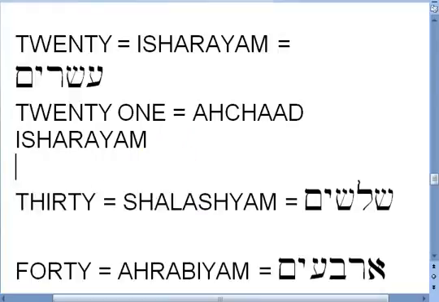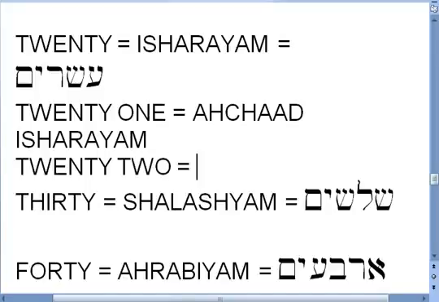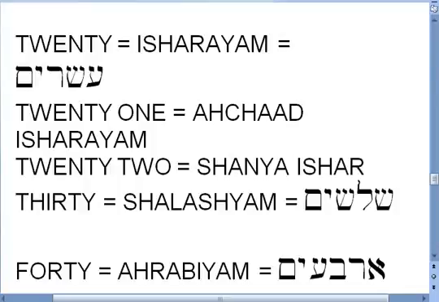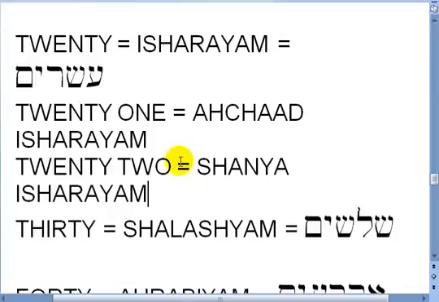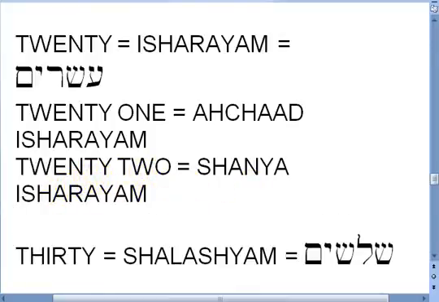The next one would be what? 22. Right? Now 22 would be Shanya Aisharayum. Okay? Because all you're doing is you add the number 1 and then the 20, which makes it 21. The number 2, 22, Shanya Aisharayum. Now you brothers can keep going till you get to 30, so that way you can get practice on this.